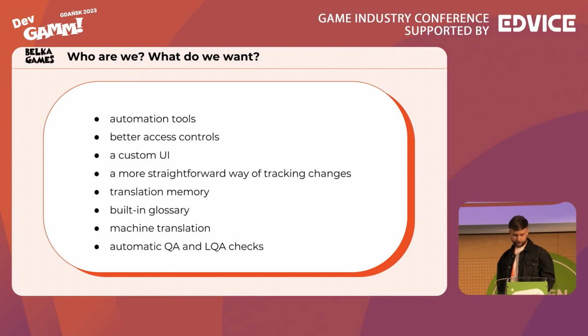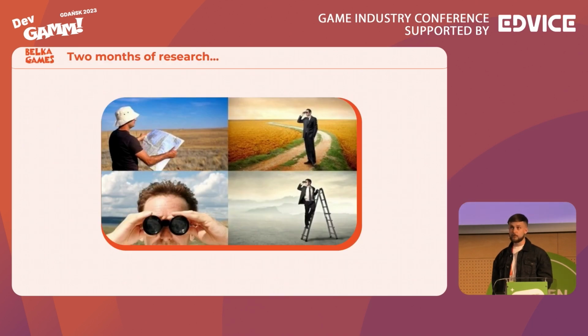Basically, we wanted more. We wanted automation tools, better access controls, a custom UI, a more straightforward way of tracking changes, translation memory, built-in glossary, machine translation, automatic QA, and LQA checks. So over a few months, we collected information about various CAT and CMS tools. We tested them, discussed them, and considered the pros and cons.